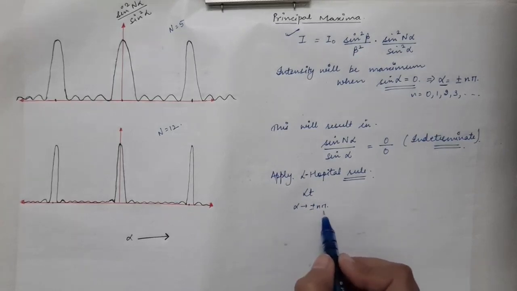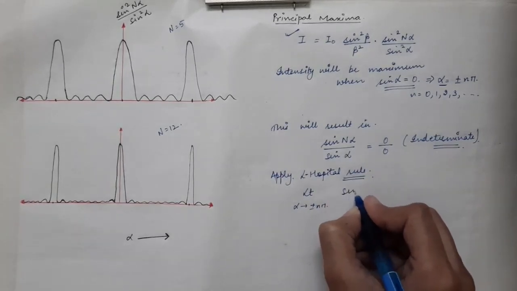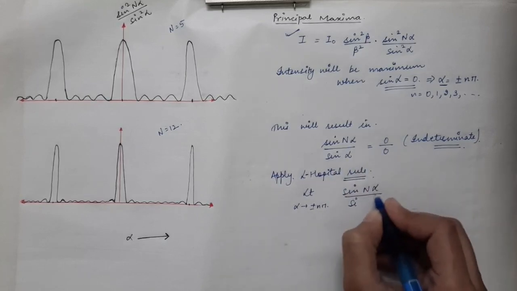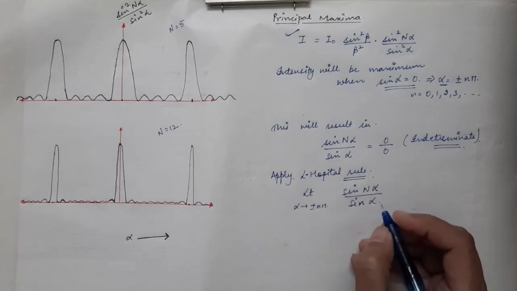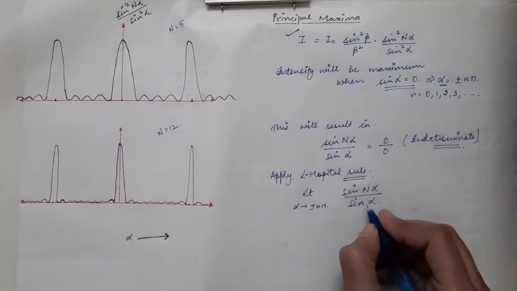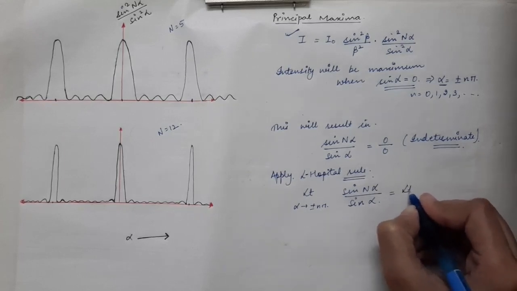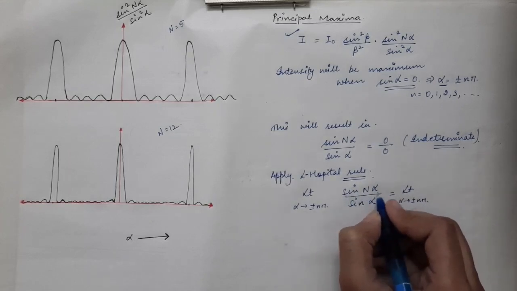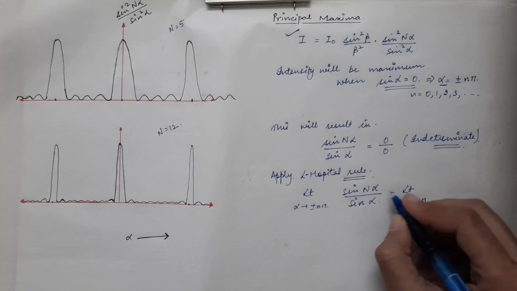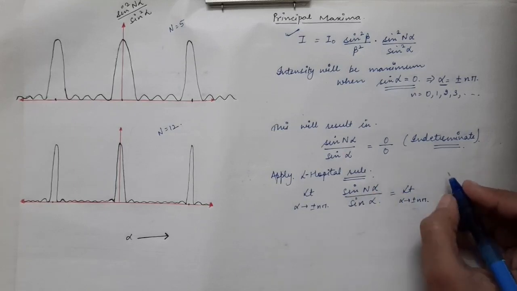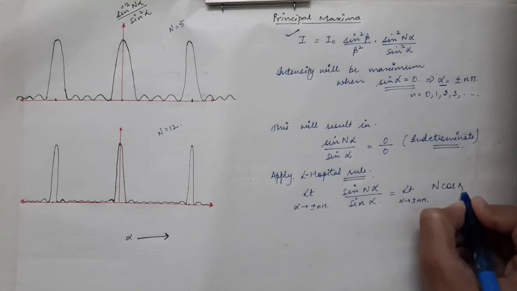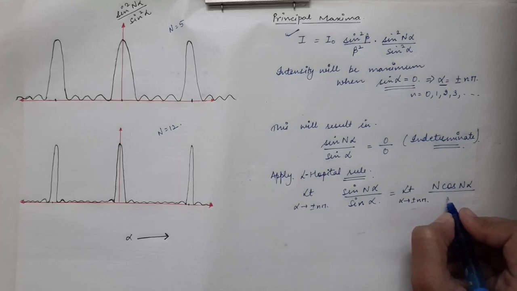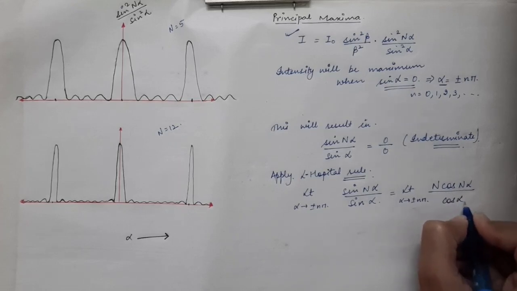So now I am using the limit of alpha approaching plus minus n pi, and this limit is applied on sine n alpha divided by sine alpha. Now we will take the derivative of the numerator and the denominator. The limit will remain as it is. The derivative of sine n alpha with respect to alpha, the derivative of the numerator, will be equal to n into cos of n alpha, divided by the derivative of the denominator with respect to alpha, which will be simply cos of alpha.